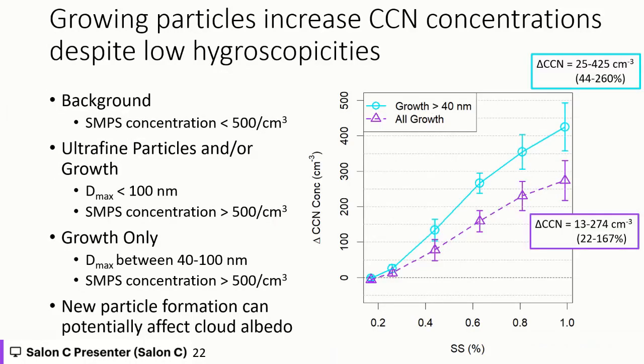And if we focus on just the growth times, that value is even higher. So what I'm trying to convey here is that these new particle formation and growth events really do contribute to an increase in CCN concentrations, even at supersaturations as low as 0.26%, which is a totally environmentally relevant supersaturation, because we think that clouds can form at between 0.2 and 0.3. So even at those environmentally relevant supersaturations, we're increasing the CCN concentrations by 22%.